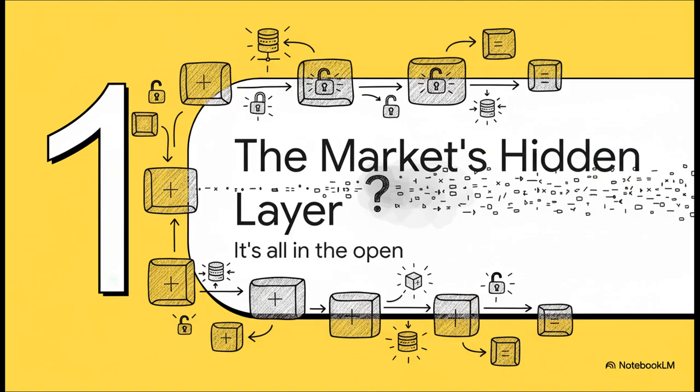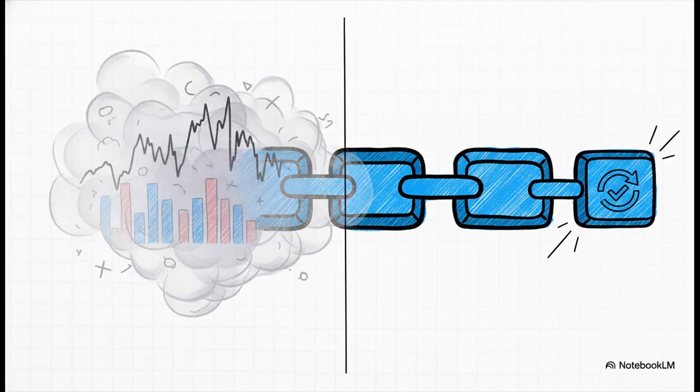You know, the craziest part is that this so-called hidden layer isn't really hidden at all. Every single transaction on a public blockchain, think Bitcoin, Ethereum, it's all recorded, it's all public, and it's permanent. It's right there in the open, but it's a stream of data that most people just don't know how to read. And this is exactly why it matters so much.